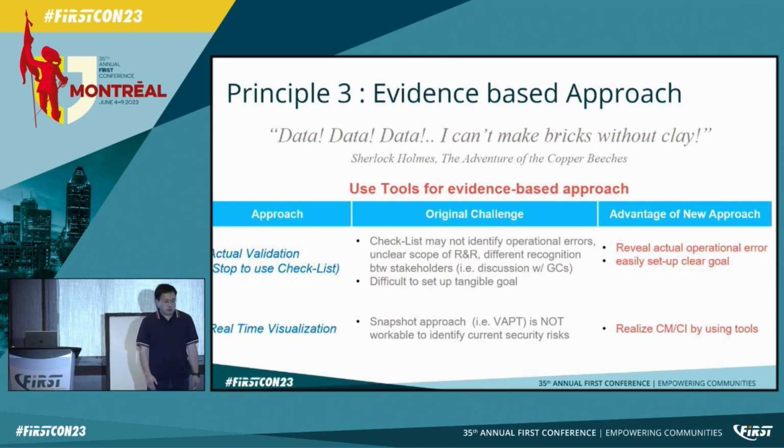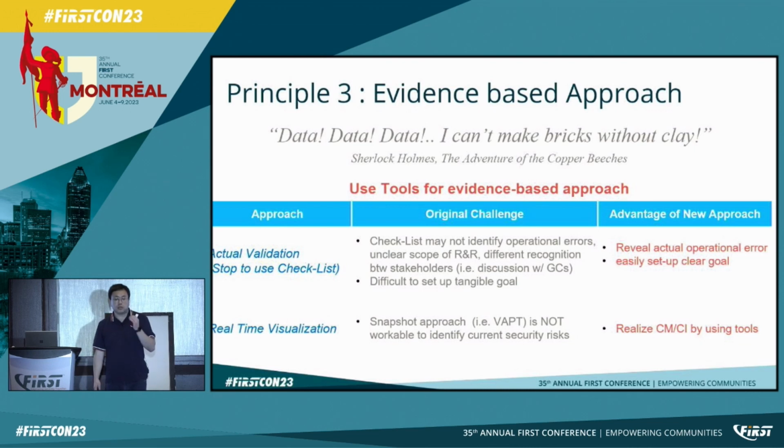In our approach, we'd like to, first of all, take the actual validation, which means to stop using the checklist. I don't want to say the checklist is bad, since it helps us quickly understand the situation. But the checklist cannot identify operational errors, unclear scope of roles and responsibilities between the vendors and your companies, or different recognition of the stakeholders. In this situation, the checklist cannot review these kinds of things.